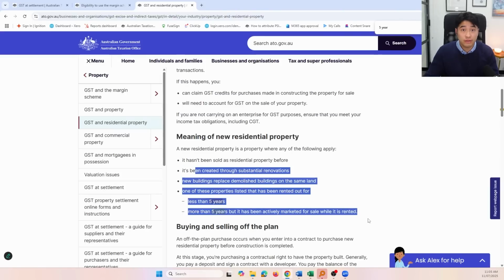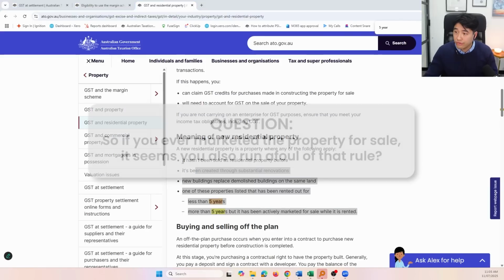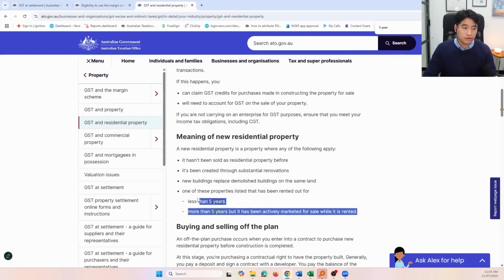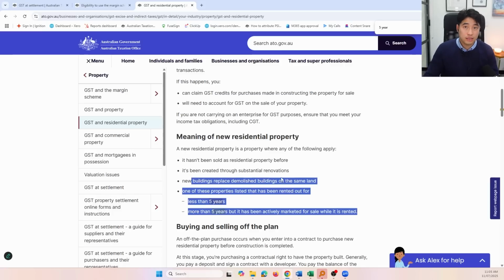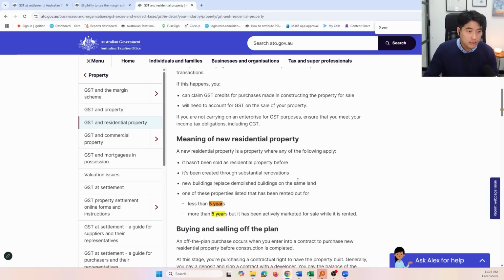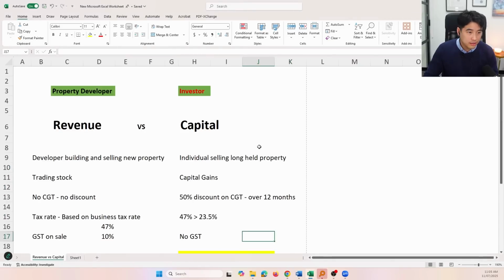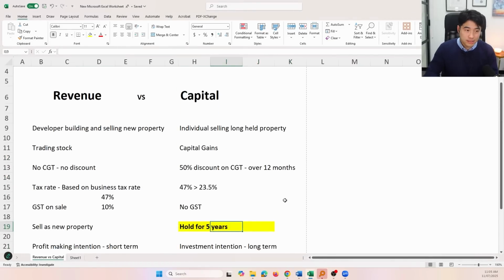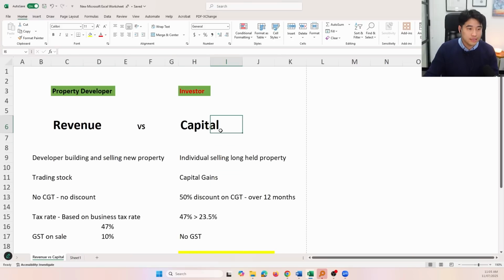You're not renting it out, just to point that out. So if you ever marketed a property for sale, you've got to be very careful about marketing it for sale during the first 5 years. If you want to be an investor, you should try to hold it for 5 years. Like I said, you shouldn't do things for tax purposes. I'm just telling you guys the rules on how it works, but the ATO is clear on this.